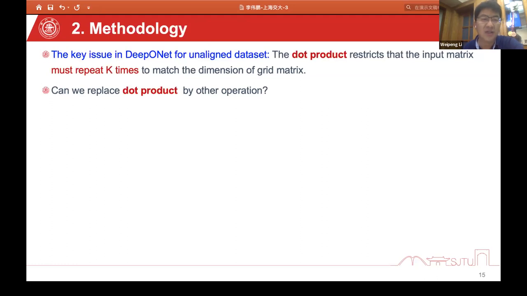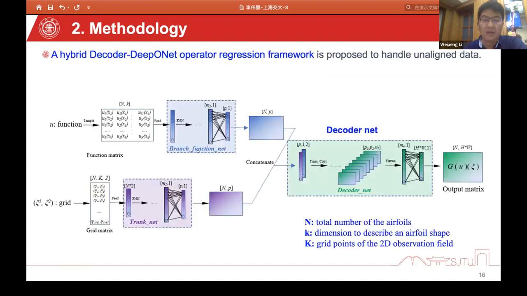First, we need to know the key issue in the DeepONet for the unaligned data: the dot product is restricted by the input matrix repetition. It should be repeated by k times. This is the key issue for the DeepONet. So can we replace the dot product by another operation? And then we propose to use a hybrid Decoder-DeepONet framework to handle the unaligned data. That means the dot product is replaced by the decoder network. And using this framework, the dimension of the resolution can be greatly reduced.